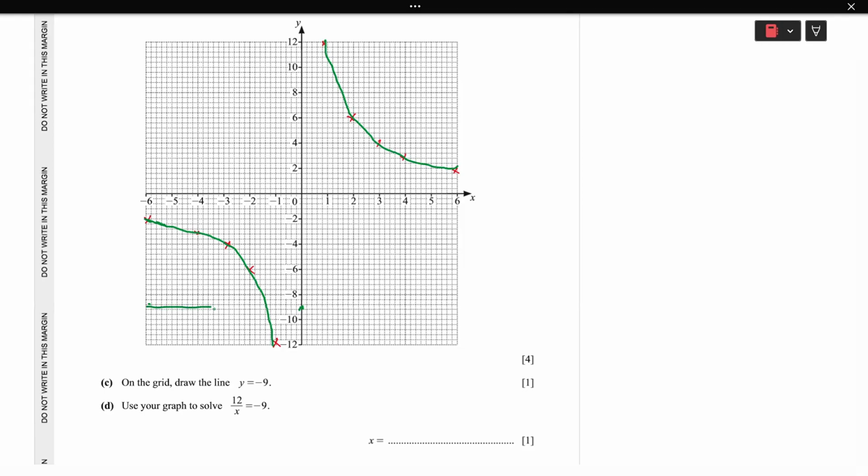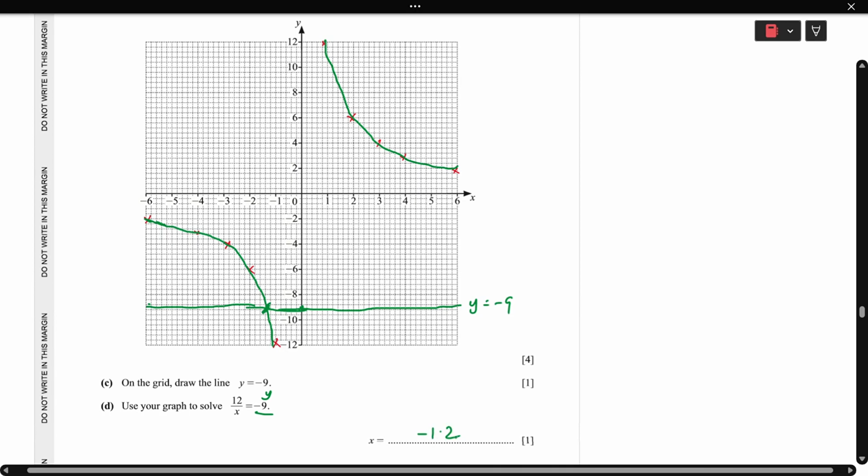Okay, so you have to use a ruler and draw the line y equal to -9. Next, use your graph to solve 12 over x is -9. So y is -9, we already drew it, so just check where the intercept point is. The intercept point is here, so check the x value. The x value is approximately -1.2. Just check the x-axis where the point is. So I'll take approximately 1.2.